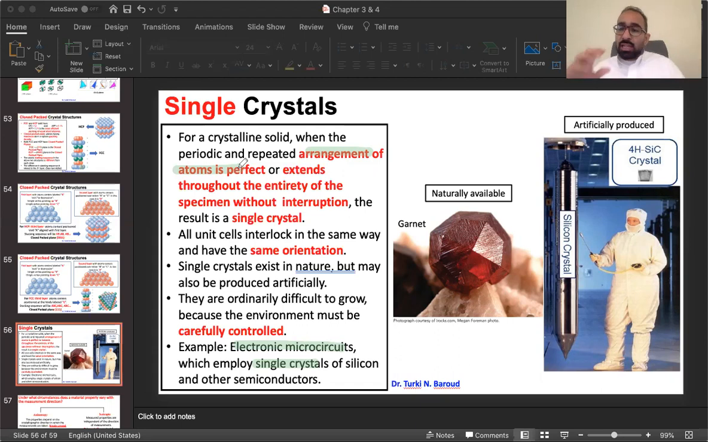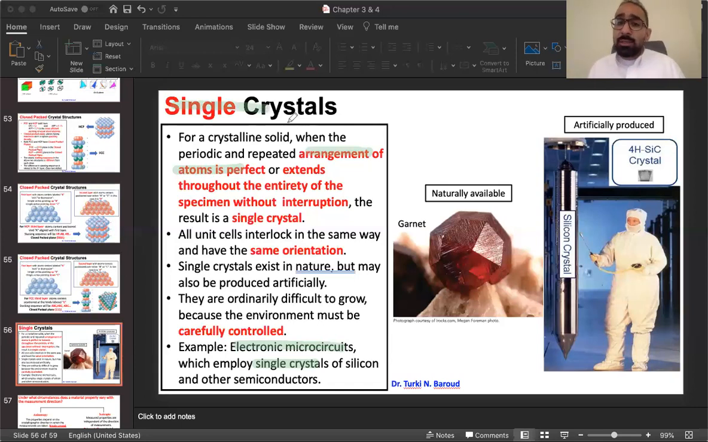So the unit cells interlock in a way that they have the same orientation. It's like you take a unit cell and copy paste to the top, copy paste to the right, copy paste to the left, in all directions, in order to build the material without any interruption. And this is called single crystalline material, a single crystal.